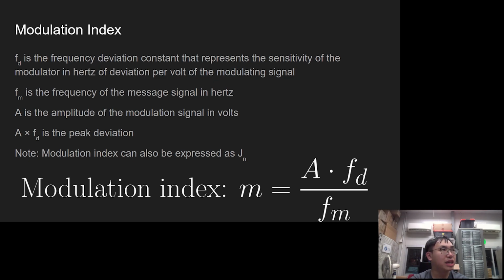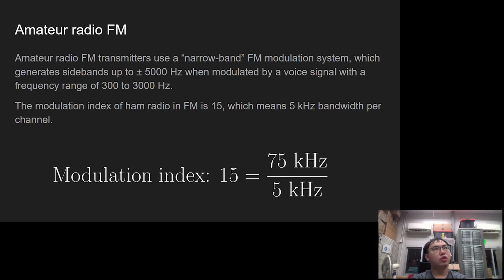The voice we can hear is 20 Hz to 20 kHz, right? So 5 kHz is already enough to cover the audible voice frequencies, and 5 kHz is the maximum. 5 kHz is the signal input, and 75 kHz is the maximum deviation, so our modulation index is 15. This is how we calculate it.